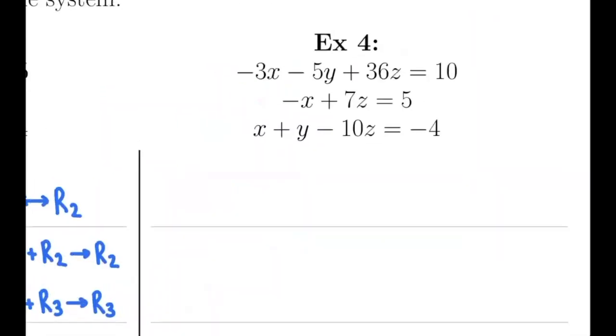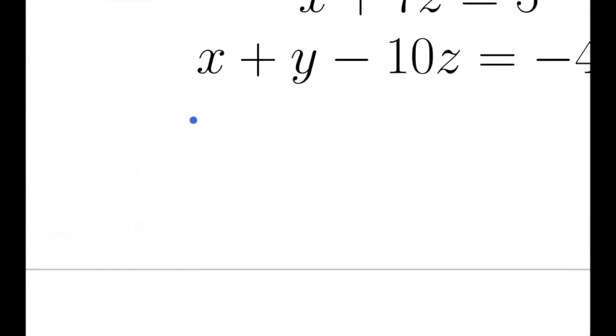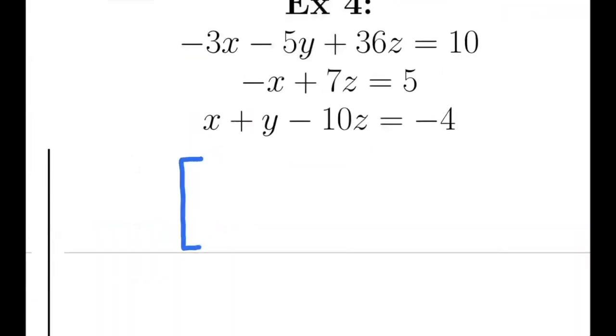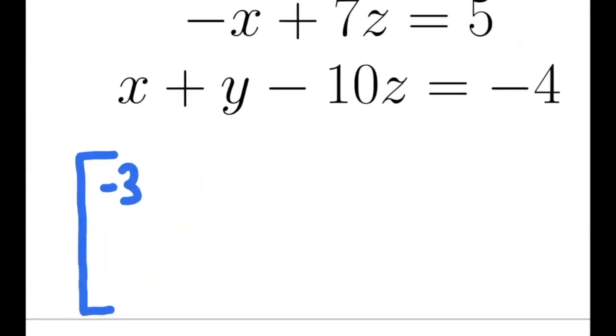Again, we're trying to solve this system right here. Now we're using X, Y, and Z instead of the subscripts for X. You will see it that way, so it's important to know what it looks like. So what is the first step? Write the augmented matrix using the coefficients and the constant column. What are the entries for the first row? -3, -5, 36, and 10.